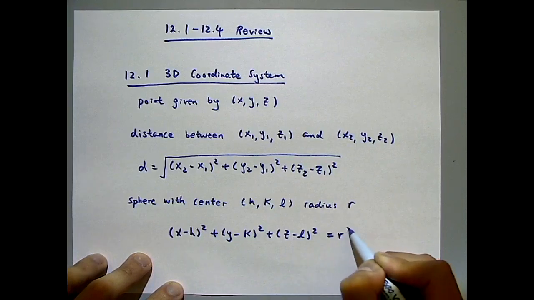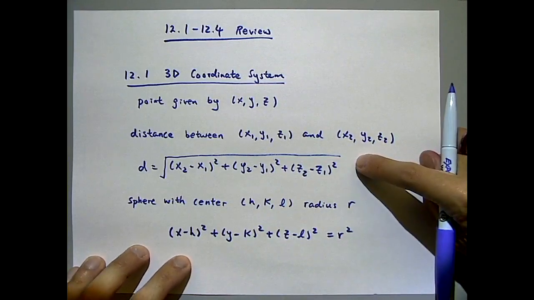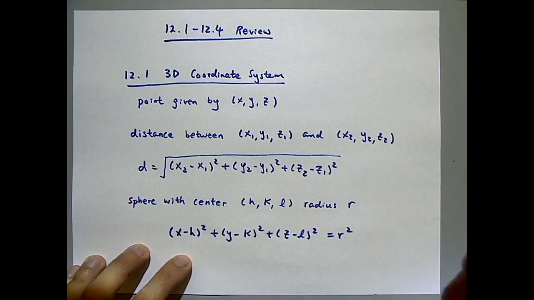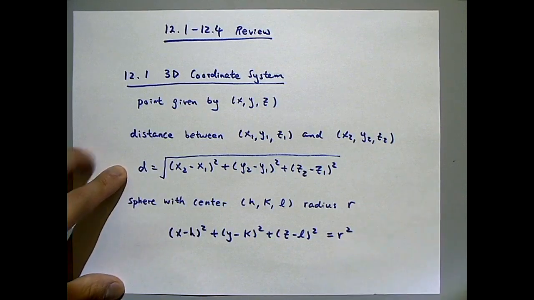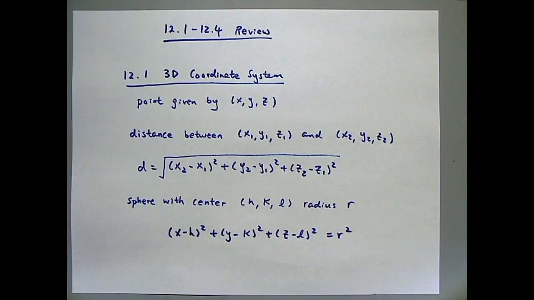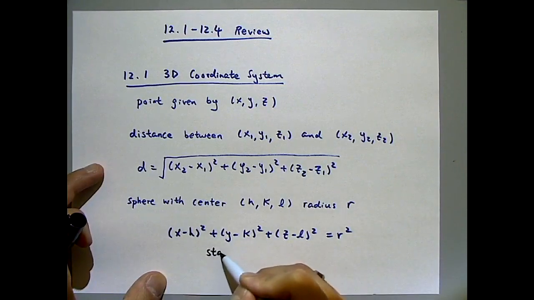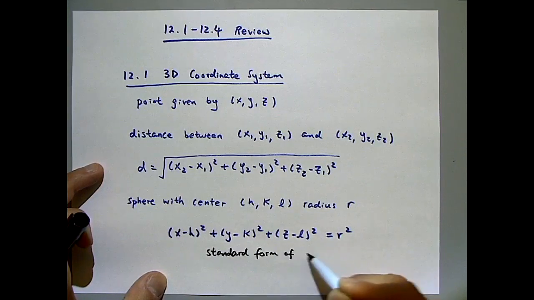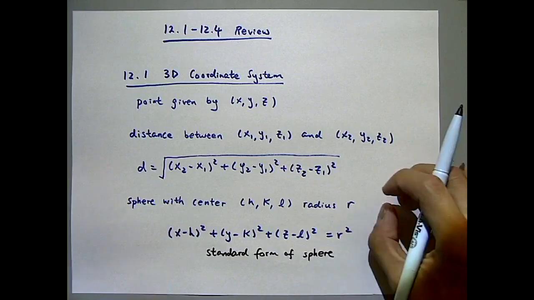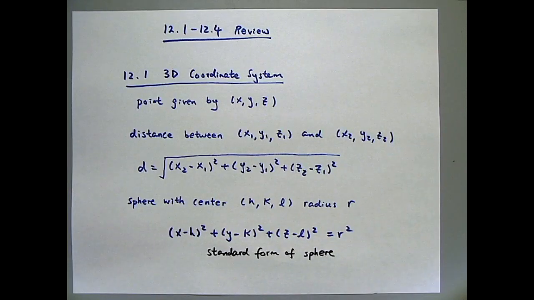Equal to r squared. Now, if you look at that, that's essentially the distance formula. This is saying that the distance on the surface of the sphere to the center is always r. That's the definition of a sphere. So, of course, it comes right out of the distance formula. Now what we got here, this is the standard form. In the standard form, you can always conveniently see the center and the radius just by inspection.